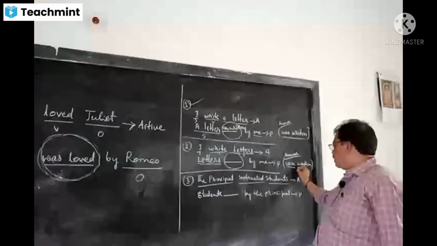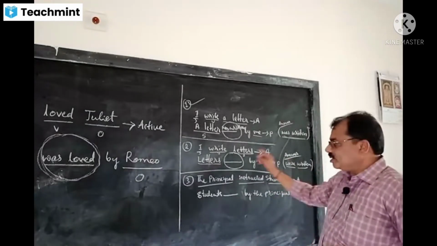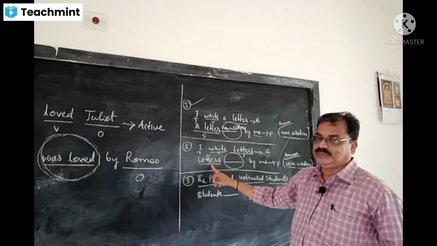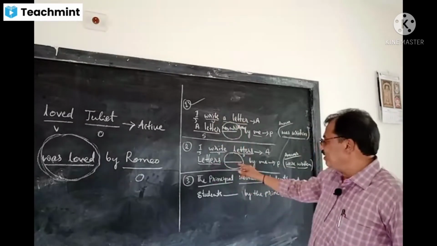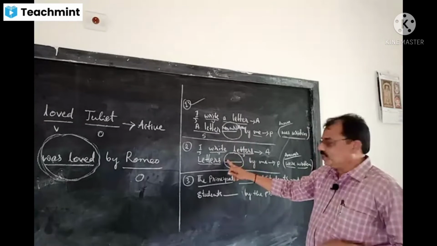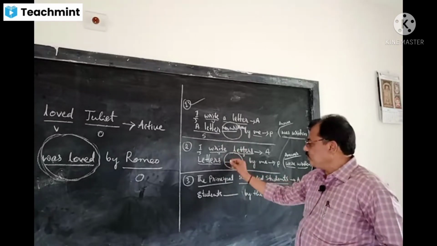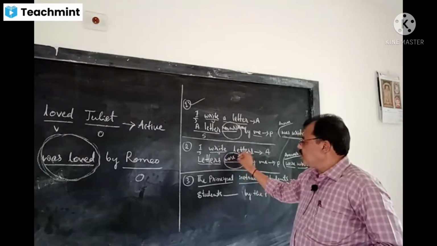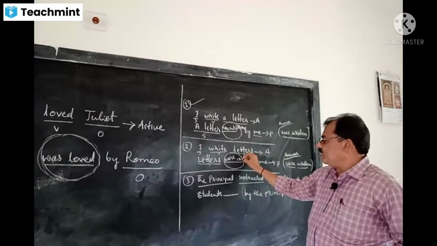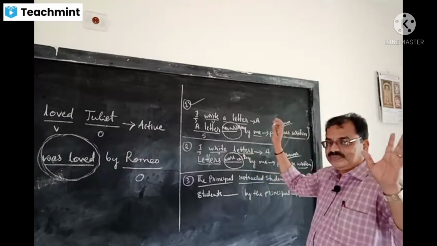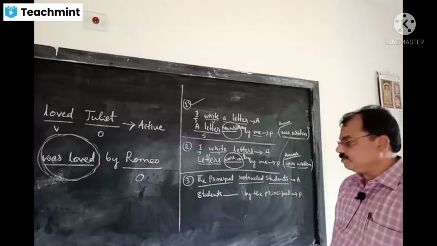Letters were written. Why should we use were? Because the subject is plural. When the subject is plural in passive, then you should not use was. Instead of using was, you have to use were. Then the past participle form of the verb, written. Clear? And the last one, you only have to say the answer.